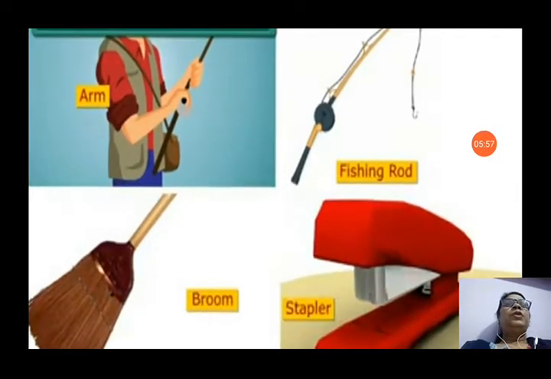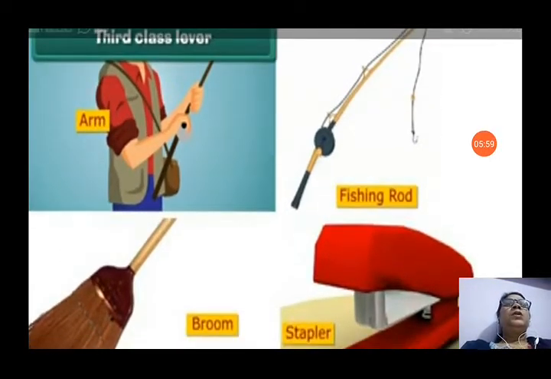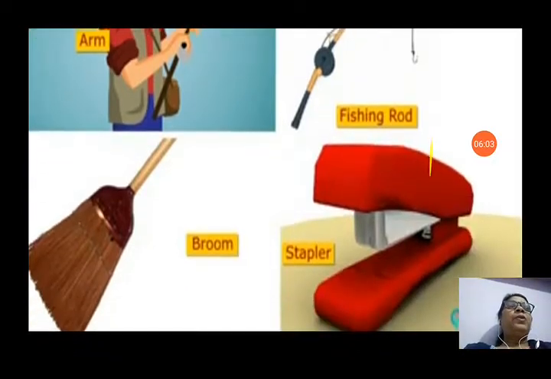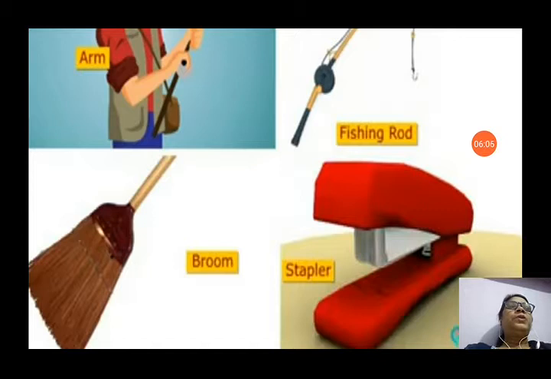You can see examples of third class lever: the arm is also a third class lever; a fishing rod, a stapler also, where the effort is in between; a broom also, where the effort is in between. So these are all examples of third class lever.